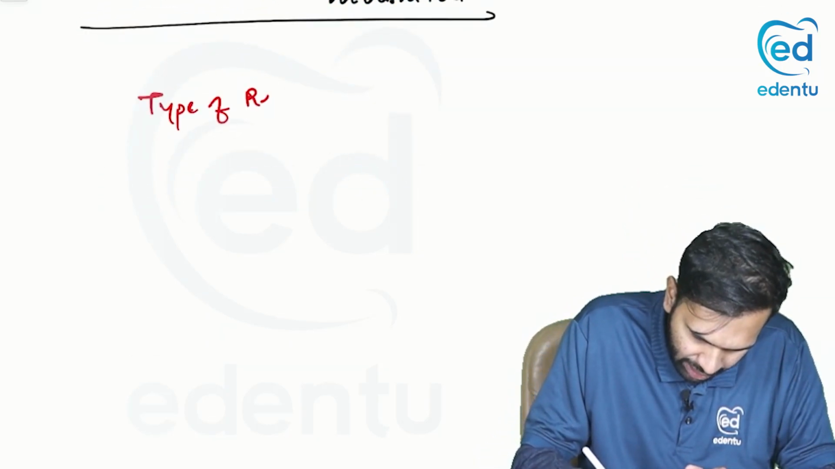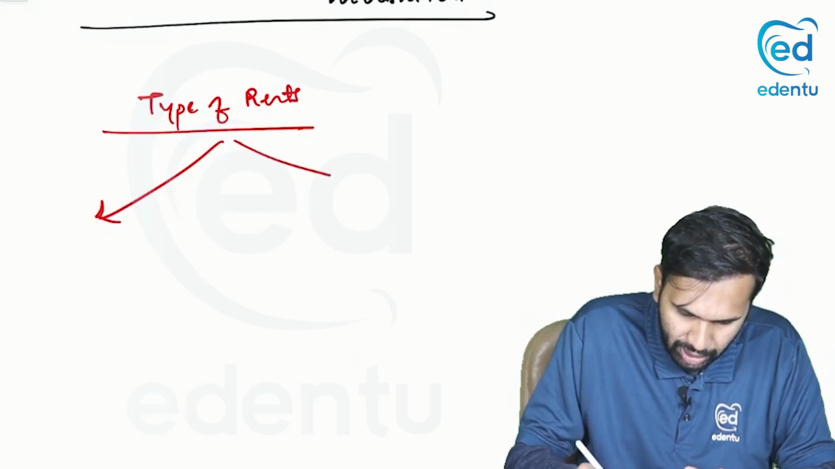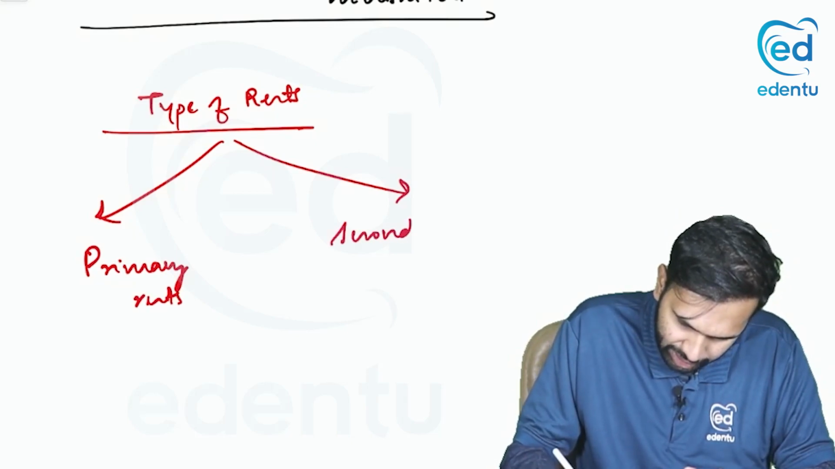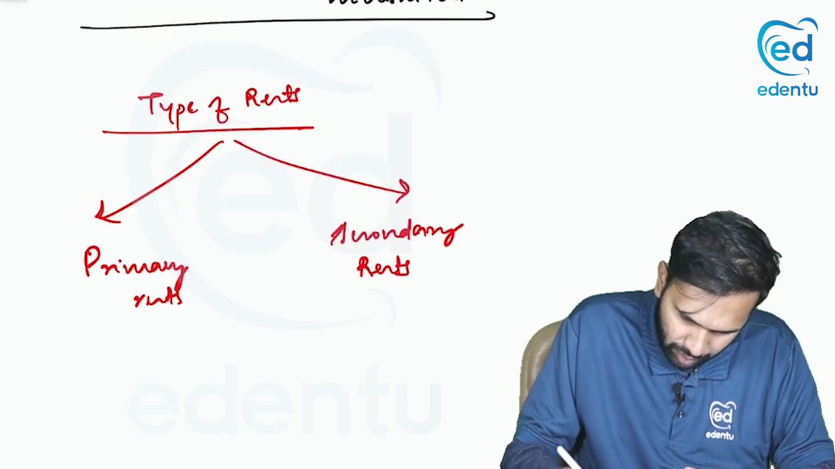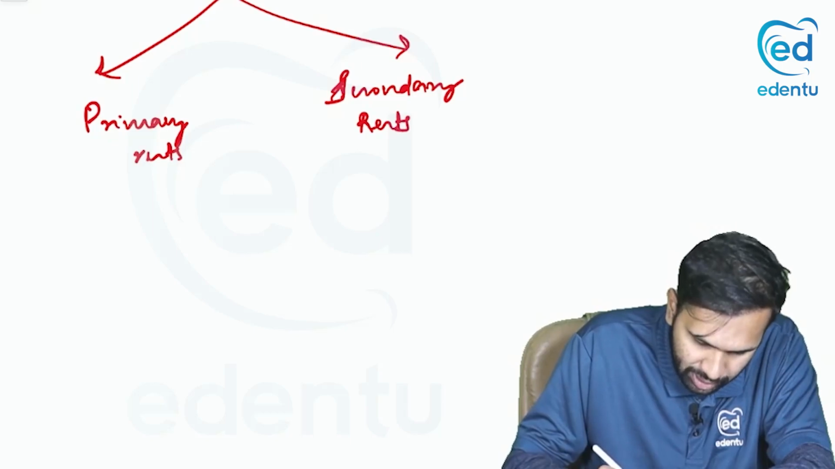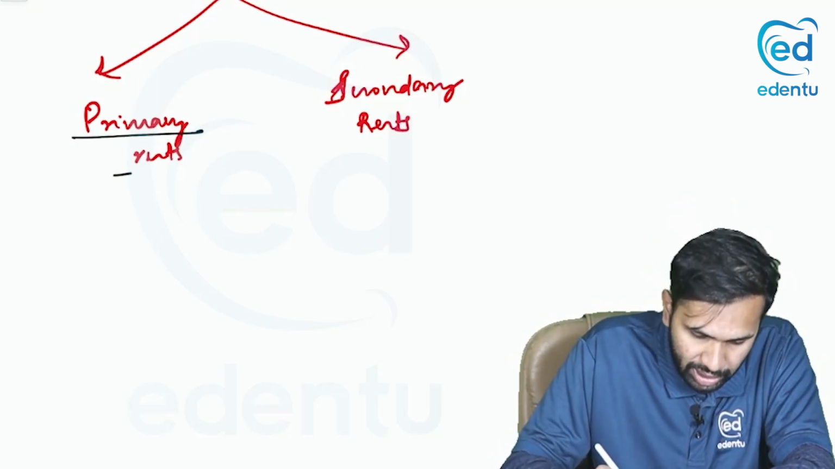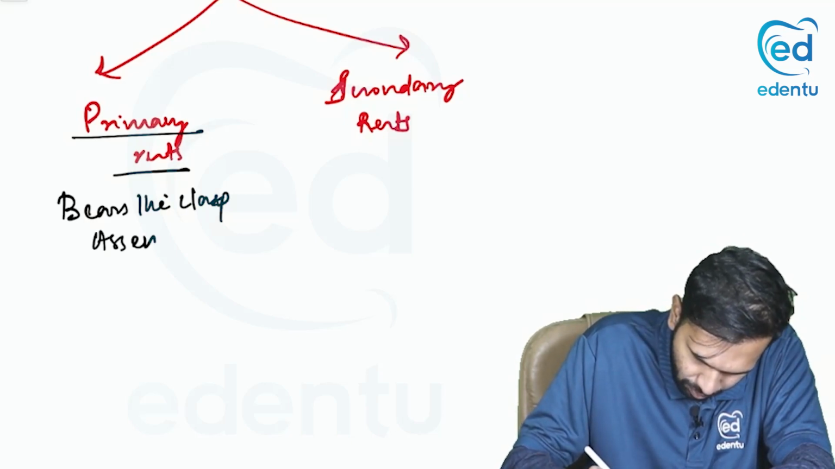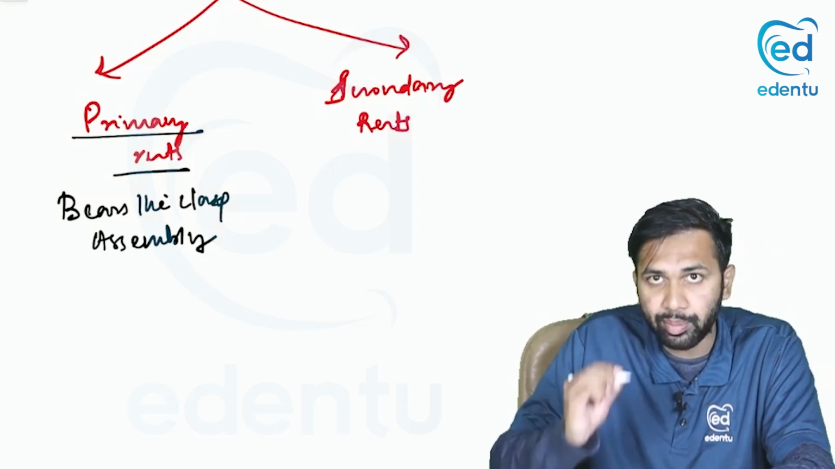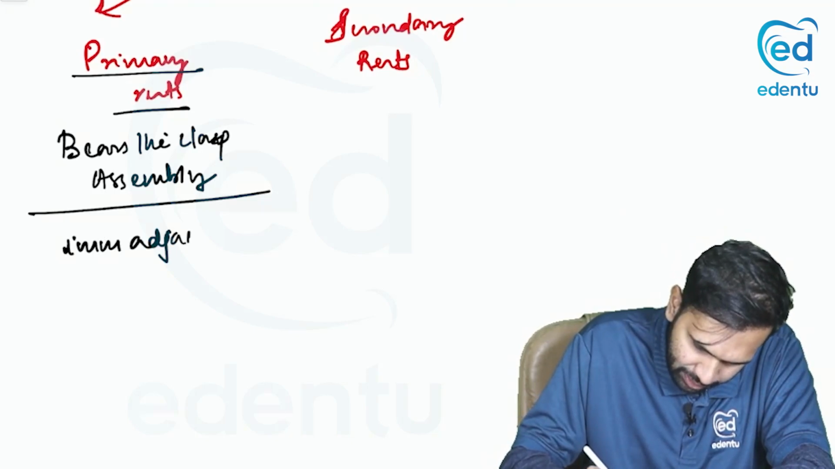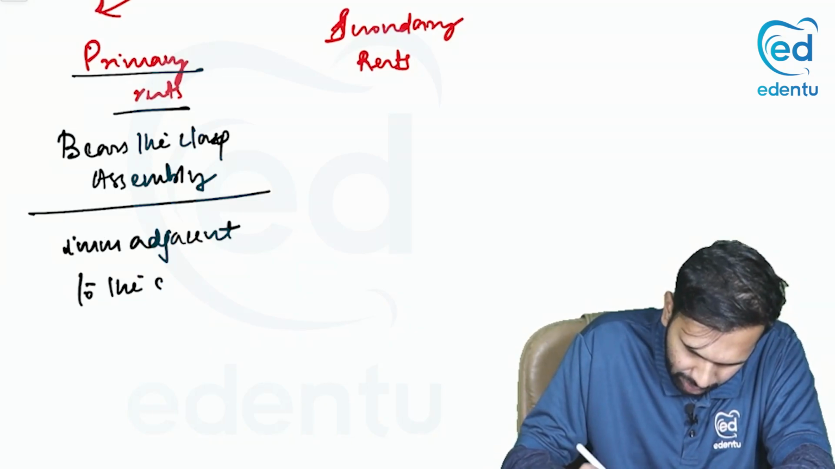Now, coming to the next classification of rests. Rests can also be classified as primary rests and secondary rests. A primary rest, a simple, clear-cut definition, is the one which bears the clasp assembly, and it will be immediately adjacent to the edentulous span.